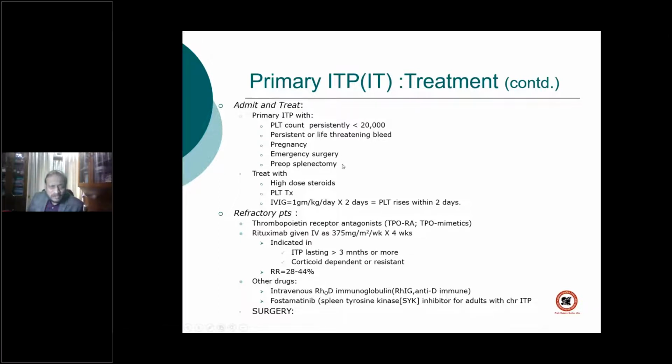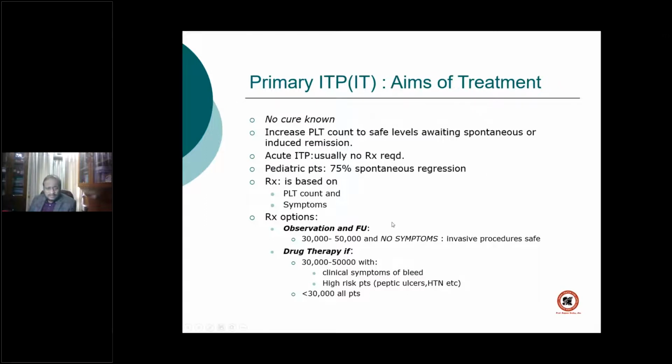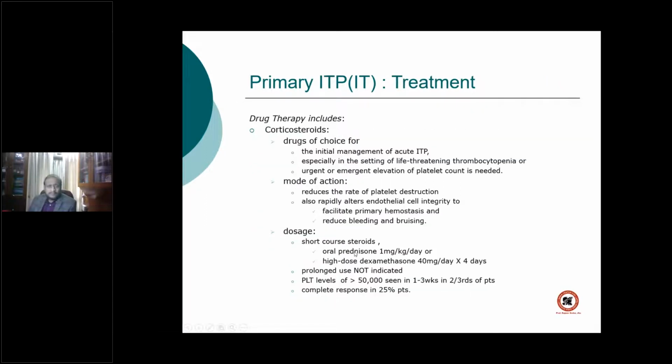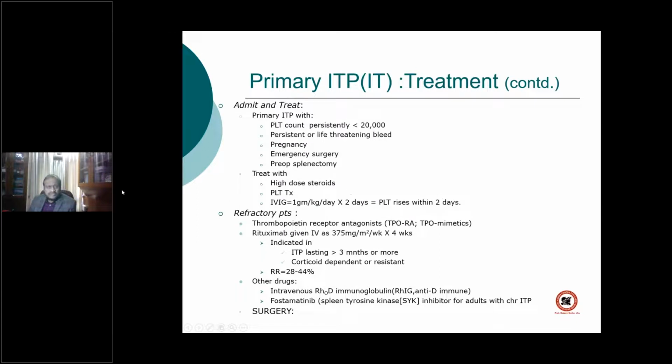And how do you treat these patients? A higher dose of steroid. We like to give this patient platelet transfusion, or else one of the mainstays of therapy is intravenous immunoglobulin, IVIG, in a dose of 1 gram per kilogram per day. Give it for 2 days. And the platelets rise within 2 days. Within 48 hours, the platelet shoots up, right? Then comes the third group of patients. So first was the patient with no symptoms, then with symptoms, a much more serious patient, and a refractory patient.